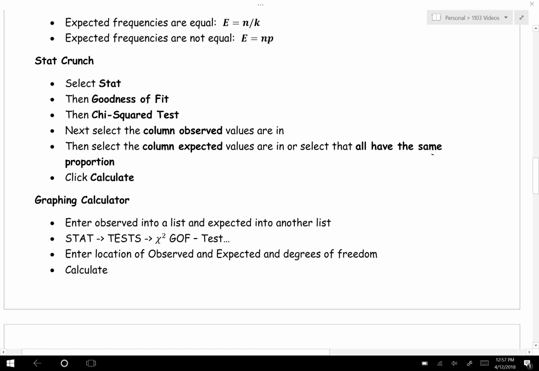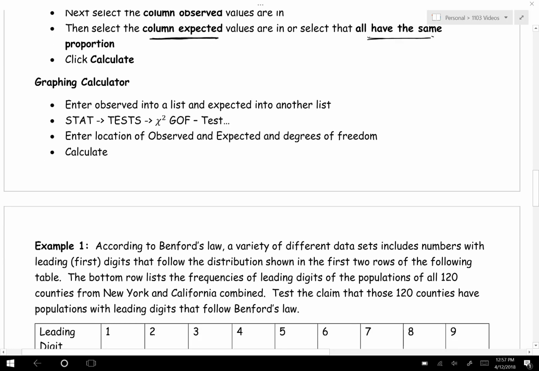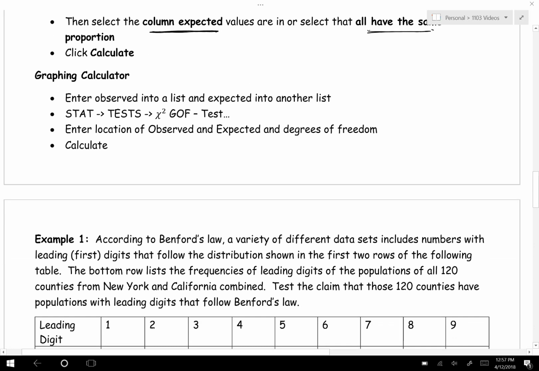If you wanted to use StatCrunch, here are the directions for how to do that. If you have different expected outcomes or frequencies, then you need to give it a column where the expected frequencies are. If they're all the same, though, there is just an option to select that they're all the same. And these are the directions for your calculator. You do need to have your observed values in a list, so L1, and the expecteds need to be in a list as well, L2. And you'll need to tell your calculator what list you have your observed and your expected values in.